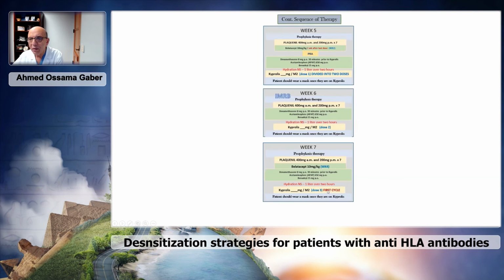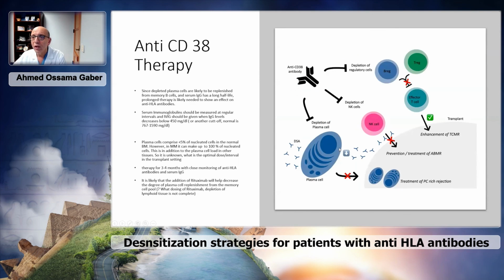And then after that, on week 5, we start the Kyprolis. And we give the Kyprolis in cycles, which is about 4 doses. That's 1 cycle. Wait a little bit while giving the belatacept and the Plaquenil, then repeat the Kyprolis cycle. Doing this, we were able to treat quite a few patients with desensitization. I'll show you one patient in a second.